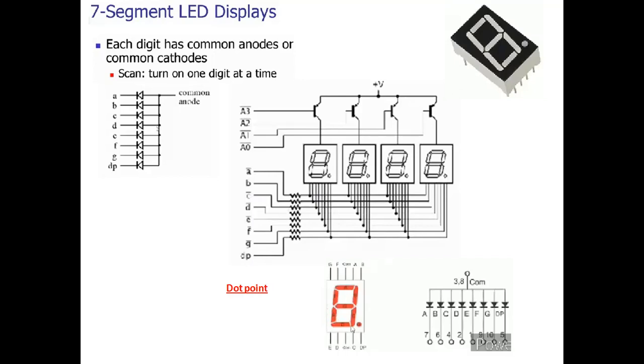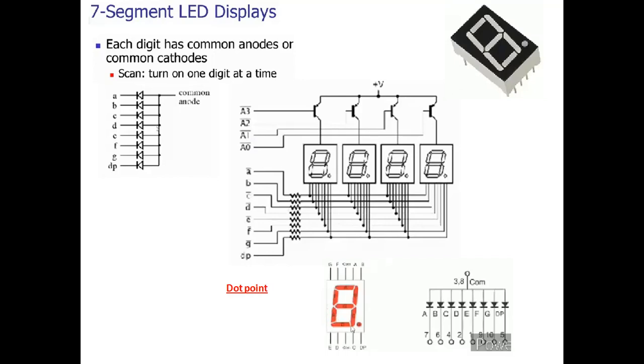The basic point here is that the same A bar to G bar lines are common for all these LEDs. Which LED I want to display is selected or activated using A0 bar to A3 bar. By pulling any of these lines low, I can select the particular LED which I want to use.